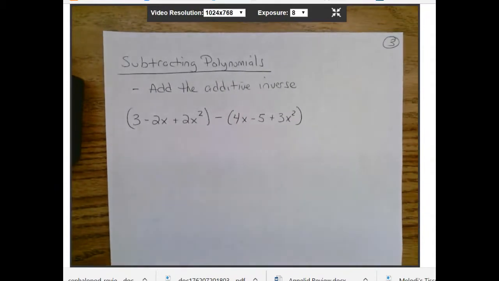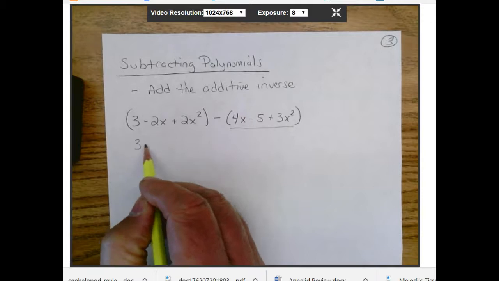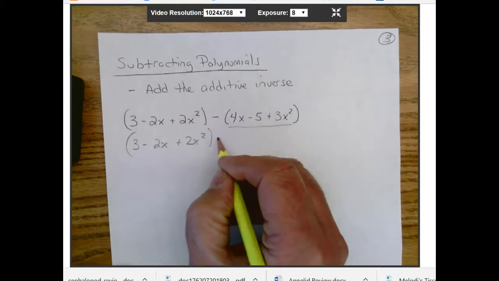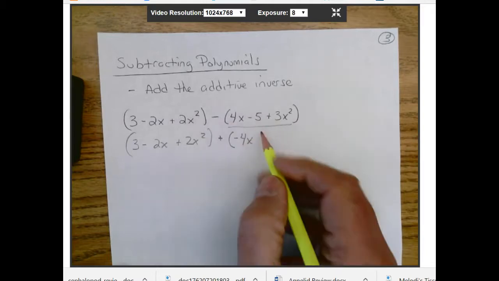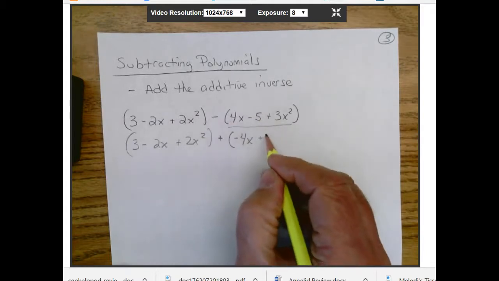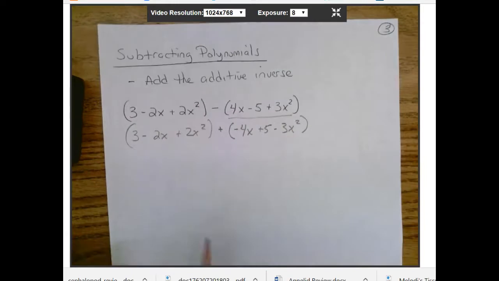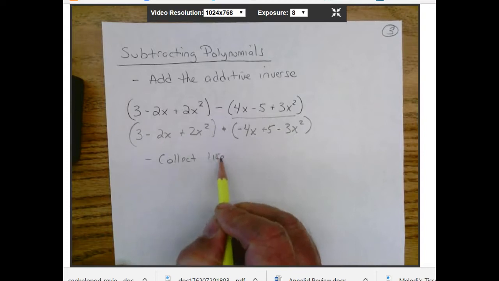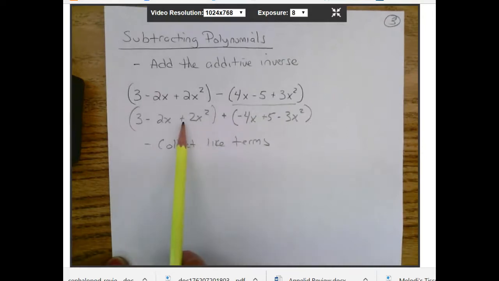And the last one is subtracting. So if we want to subtract polynomials, we have to add the additive inverse. So to this one, we're going to take the additive inverse, and I'll show you what I mean. So we're going to rewrite this: 3 minus 2x plus 2x squared. And then we're going to add it. And then we're going to do all the opposites. So it's going to be negative 4x, the additive inverse. So it's going to be plus 5, the opposite. And the opposite of this one, negative 3x squared. Then we're going to collect like terms.